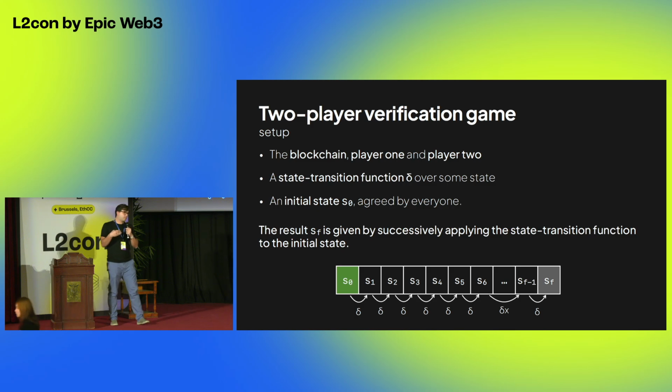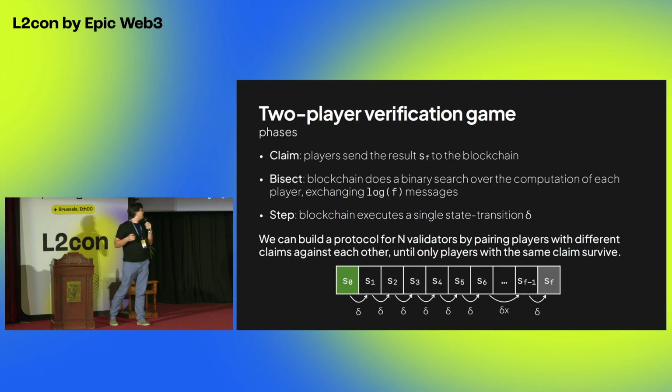So they will compute this result and send it to the blockchain. Now, if the blockchain sees that they're claiming the same thing, that's going to be accepted as the correct result. Otherwise, there will be a dispute initiated to try to find out the liar. The first thing is a binary search. They do a binary search over the whole computation, trying to find out exactly where the first disagreement occurred. And once the first disagreement is identified, the blockchain can execute a single state transition function and decide who is lying. So that's the basic essential primitive of how fraud proofs work.